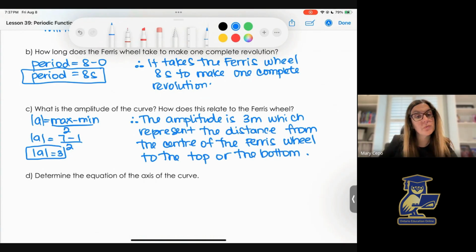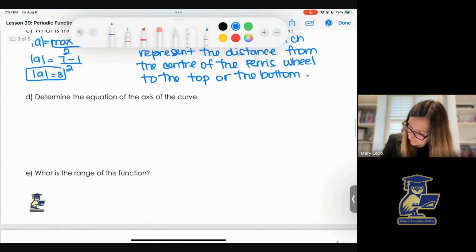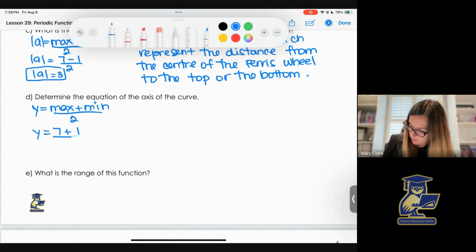Okay. Determine the equation of the axis of the curve. Well, we know the equation of the axis is always y is equal to max plus your min, divide that by 2. So the max we know is 7 plus my min, which is 1, divide that by 2. 7 plus 1 is 8. 8 divided by 2 would equal 4.